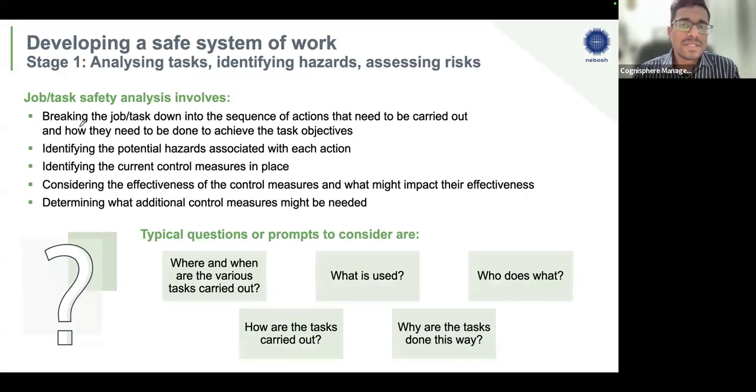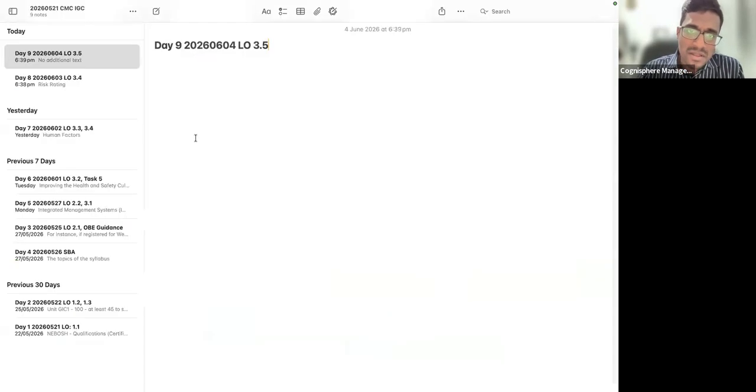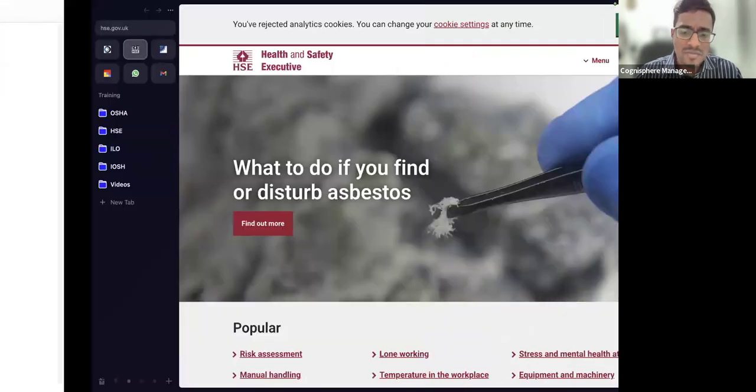When developing a safe system of work, stage one is analyze the task, identifying hazards, assessing risk. So, breaking the job or task down into a sequence of actions that need to be carried out and how they need to be done to achieve the task objectives. You take any task and you break it down into a series of steps. For example, in the scenario where it is a warehouse, right?